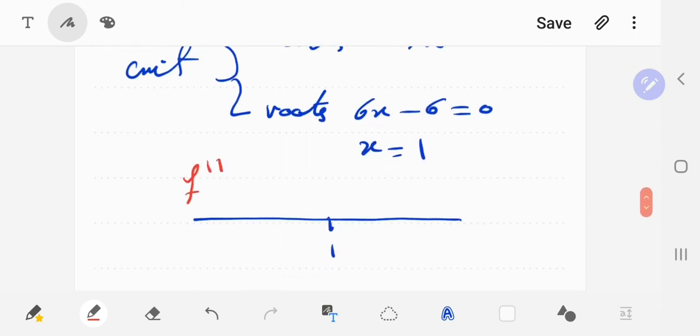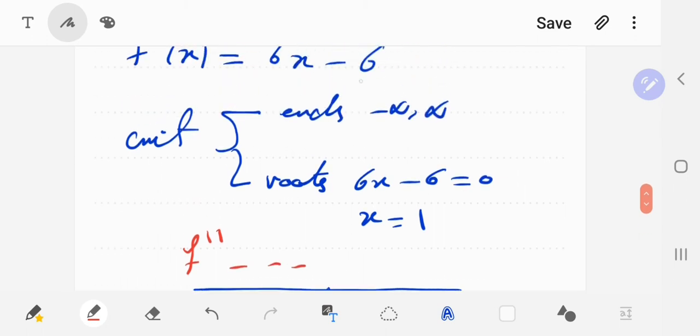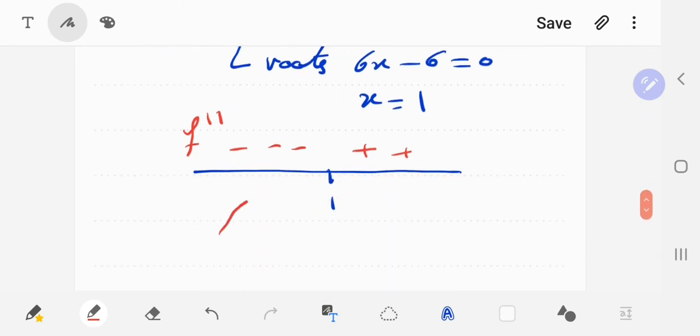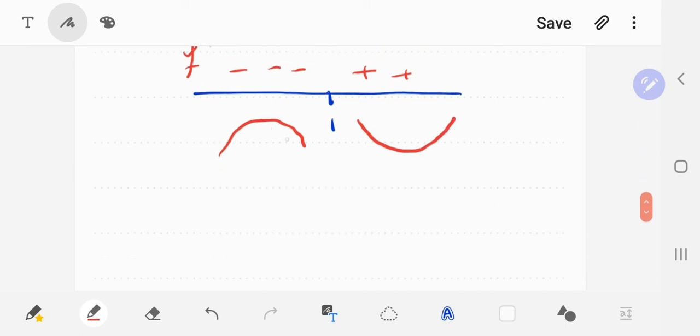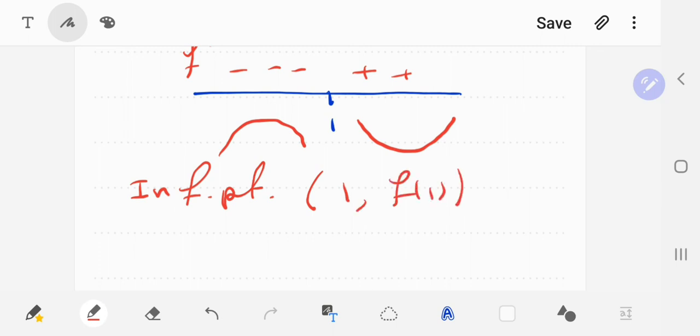0 minus 6, that's negative. A value greater than 1, let's say 2. 12 minus 6, that's positive. In the negative interval, the function will be concave down. In the positive interval, the function will be concave up. Now, since the function changed concavity at 1, then the point at 1 will be called an inflection point, and it should be written as a point. So 1 and f of 1 is an inflection point.